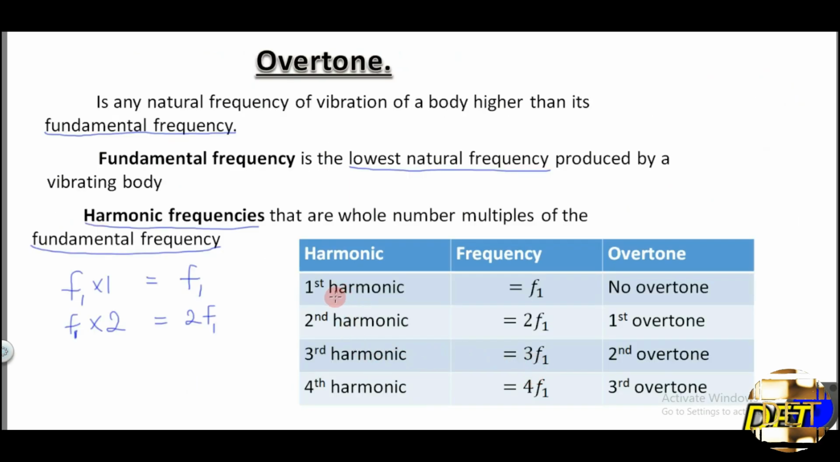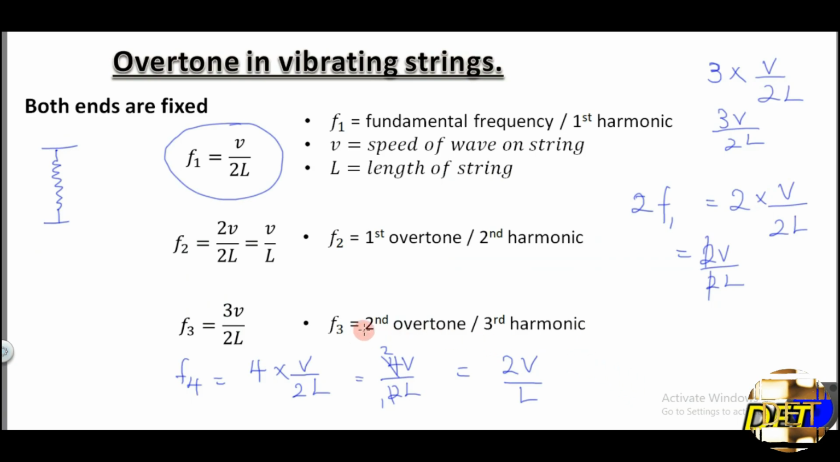Remember what I said before, that the first harmonic means there is no overtone, and that is equal to the fundamental frequency. Your second harmonic is equal to your first overtone, third harmonic is equal to your second overtone, fourth harmonic is equal to your third overtone, right? So that's that for overtone in vibrating strings.